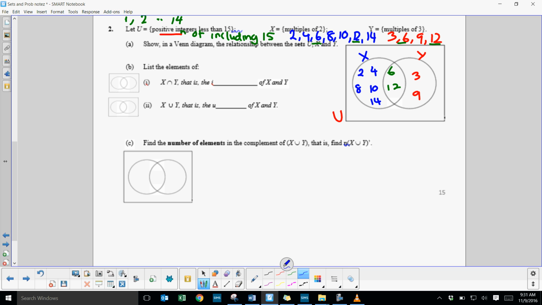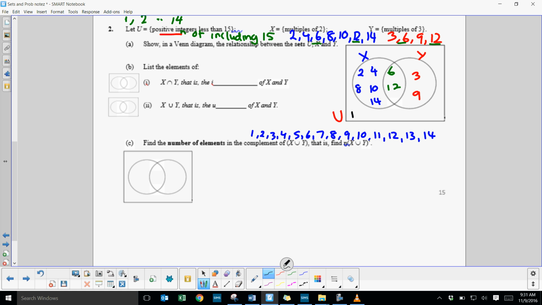The last thing, a lot of people forget to do the outside part. So remember, the universe has got all the positive integers less than 15. If it helps, just write them all out. For example, positive integers 1, 2, 3, 4, 5, 6, 7, 8, 9, 10, 11, 12, 13, 14. Remember, not including 15. So from that list from the universe, what numbers haven't been included on the Venn diagram yet? They would be, for example, the number 1.